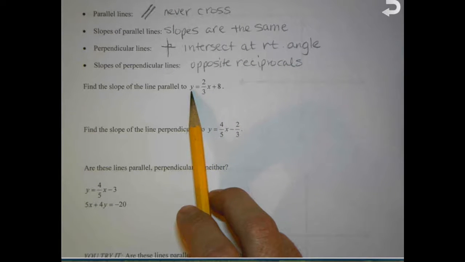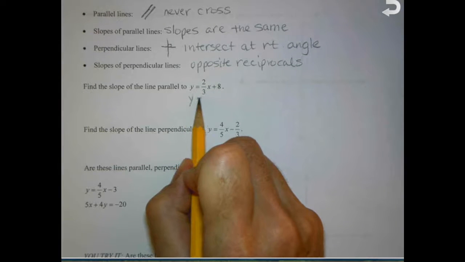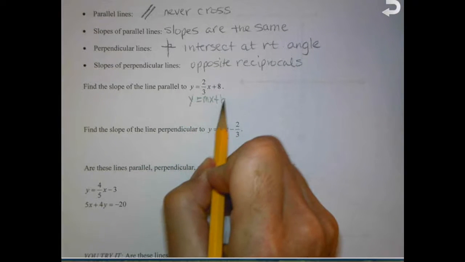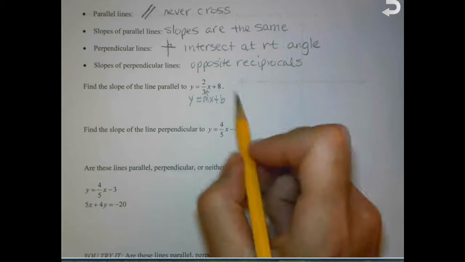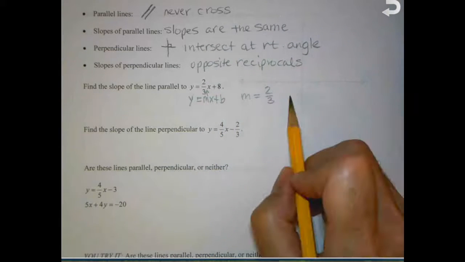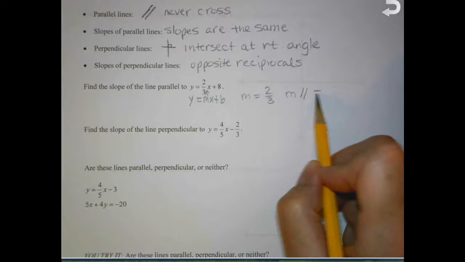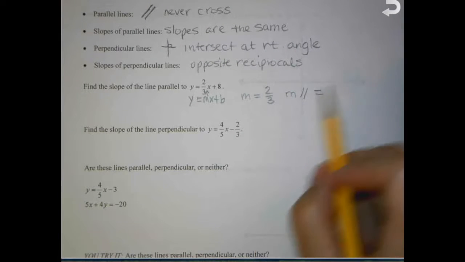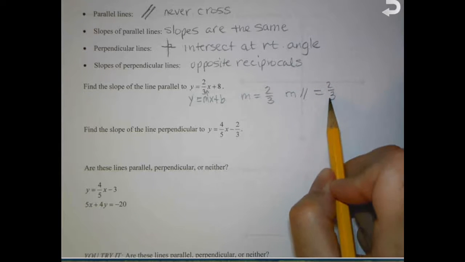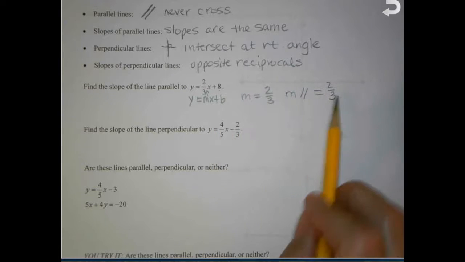If I look at this equation I have, if I think about it in the y equals mx plus b form, my m, or my slope, is 2/3. And my slope of any parallel line is going to be the exact same, or 2/3. Now my y-intercept will be different unless it's the exact same line, but the slopes should be the same.